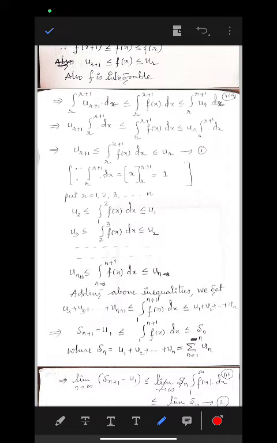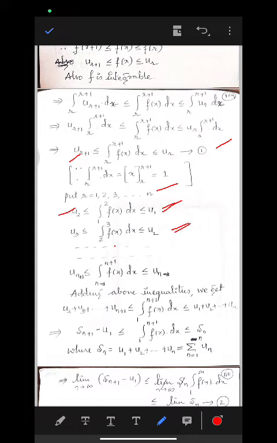Okay, so next step, what you need to do is put r equals 1 to n in equation 1. Then the first inequality will give u2. In place of r you put 1, so we get 1 plus 1, u2, which is less than or equal to the integration over 1 to 2 of f of x dx, which is less than or equal to u1. And the next inequality will give u3, which is less than or equal to the integration over 2 to 3 of f of x dx, which is less than or equal to u2.